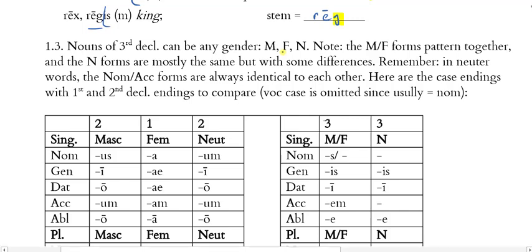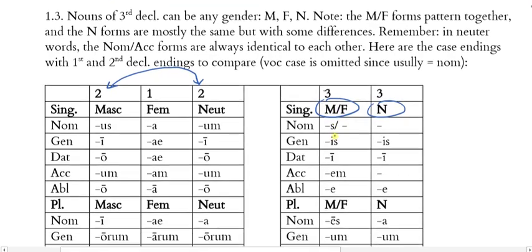And then the neuter form will be mostly the same as the masculine and feminine, but there will be some differences. This is different from our second and first declension forms. If you recall, in second declension, the masculine and the neuter tend to look like each other, and the feminines look different from the two of them. But with third declension, the masculine and feminines hang together. They are identical in their case endings, and the neuters are the ones that are slightly different from those.